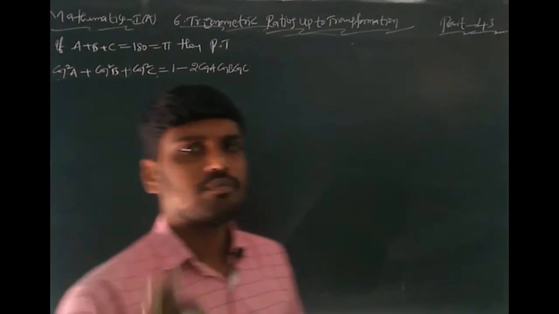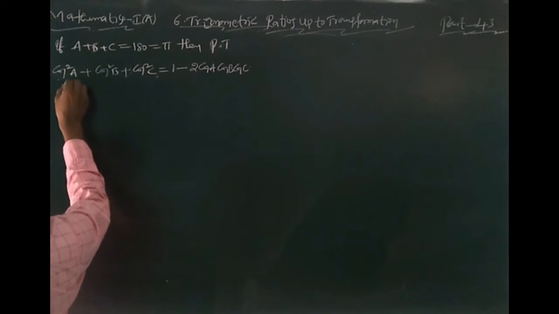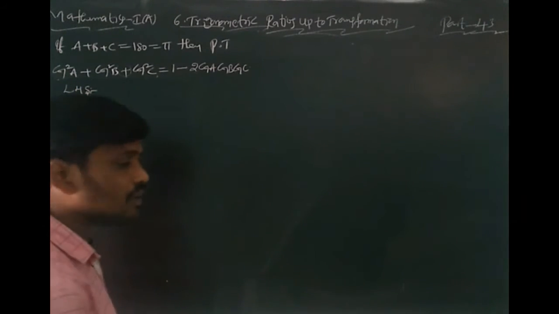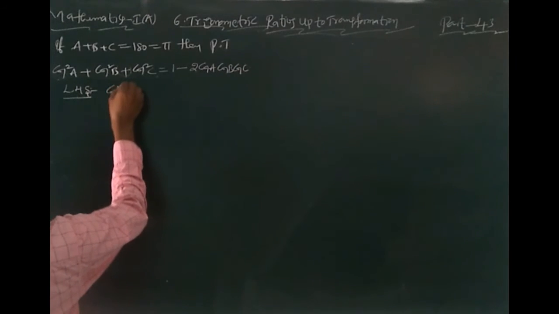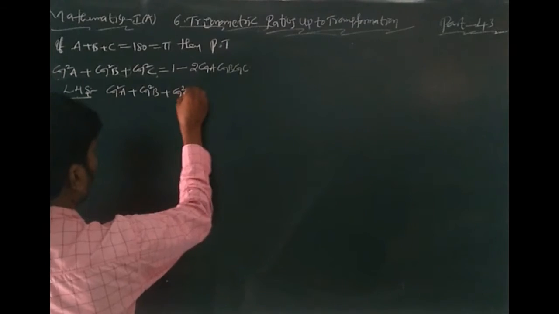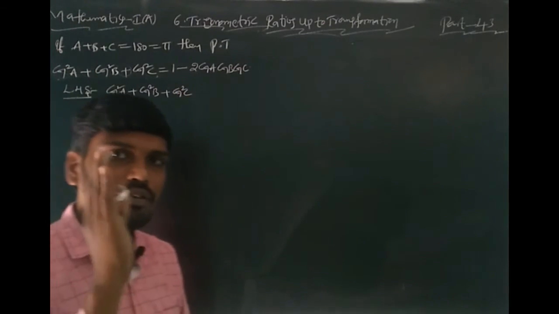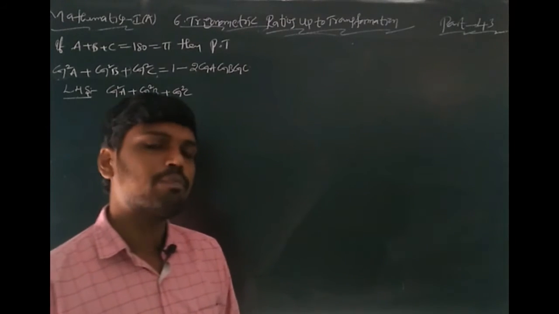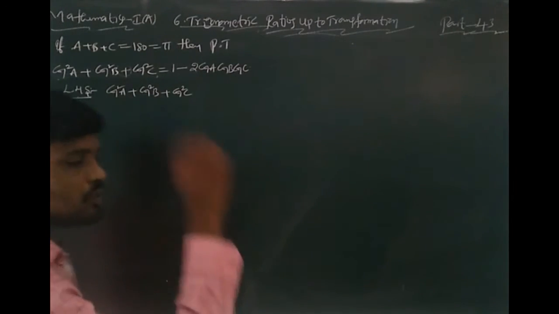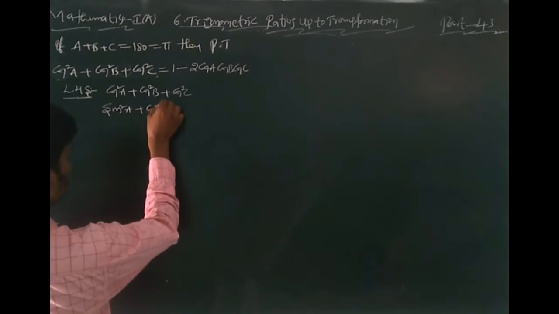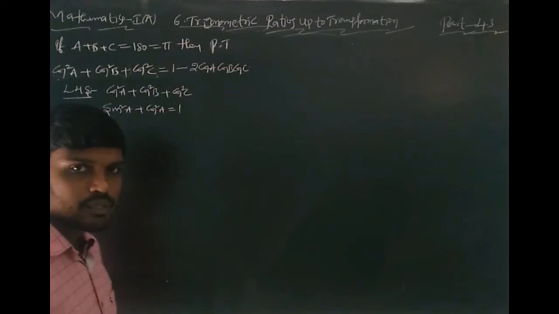In any problem, first of all, you have to take the LHS. What is that LHS? Cos square A plus cos square B plus cos square C. First we have to take the LHS, that is cos square A plus cos square B plus cos square C. We know the first identity. What is that? Sin square A plus cos square A equals 1. This is the first identity.